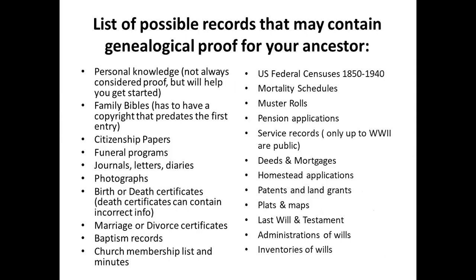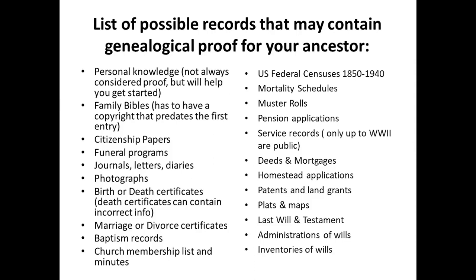These are lists of possible records that may contain genealogical proof for your ancestor. And these are going to be some long lists. I'm going to go through each one of them and give a little bit of an example. So personal knowledge, this is not always considered proof, but this will help get you started. It is considered proof when you were the person who experienced it, you were there at that event. If it is secondhand knowledge, in other words, someone told you and you are telling someone, that is not considered proof. Just be aware of that.